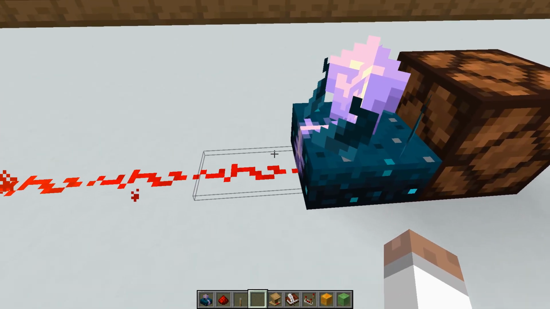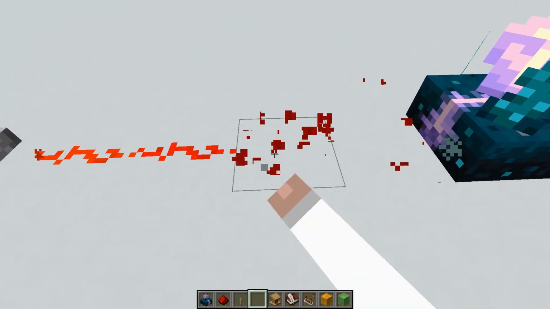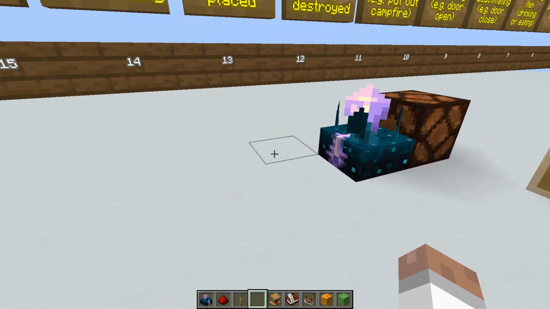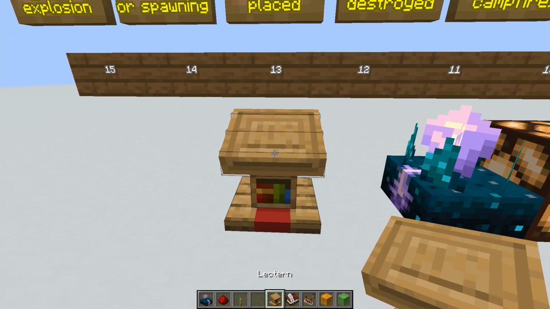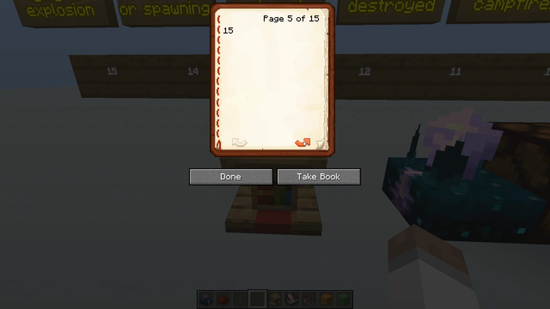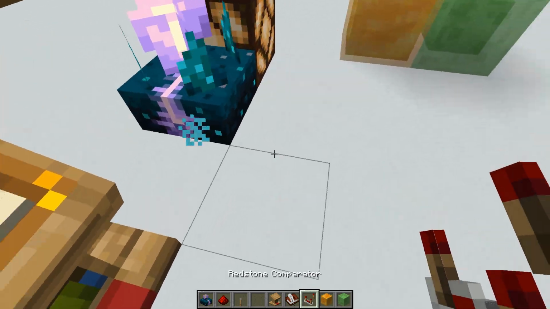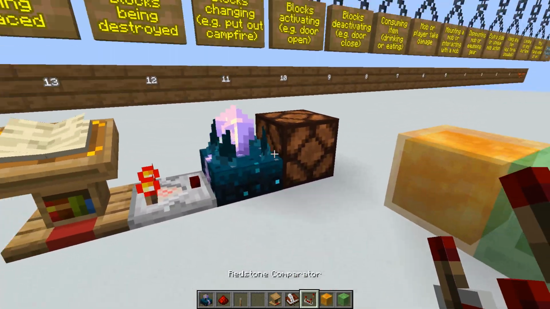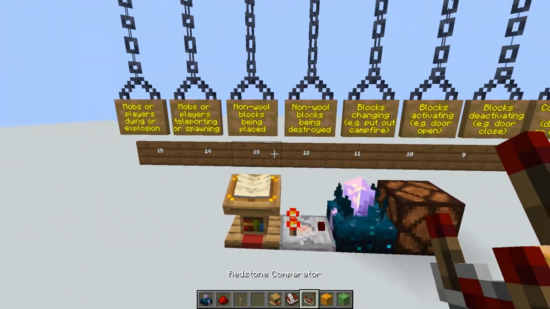You can simplify the redstone input to the calibrated Sculk sensor by using a comparator output of a lectern with a written book. The written book should have 15 pages, where each page number corresponds to the strength of the vibration frequency. For example, page 12 corresponds to the vibration frequency of 12, which is the destruction of any non-wool block.